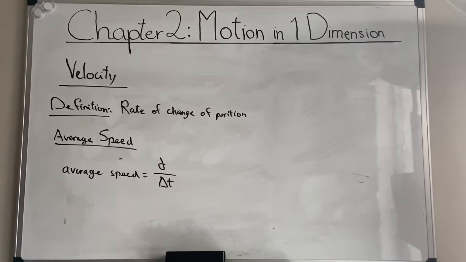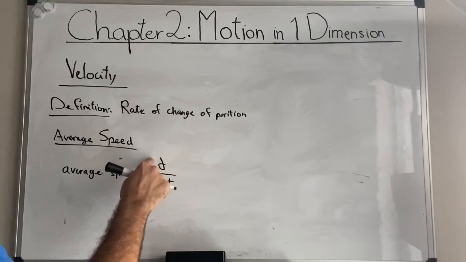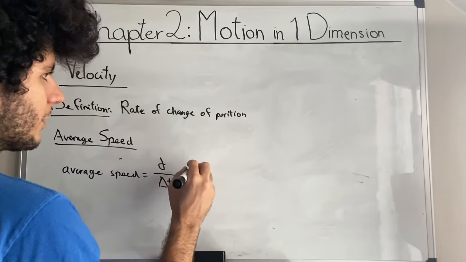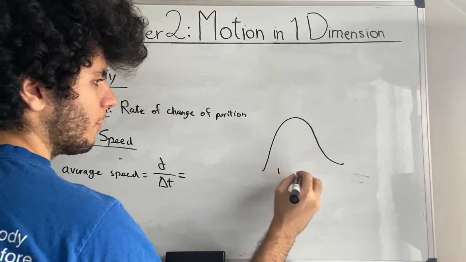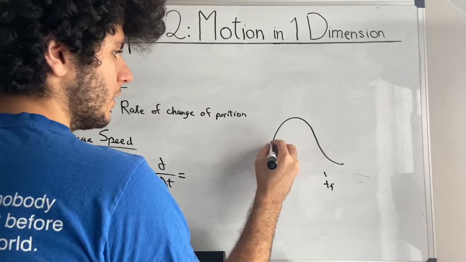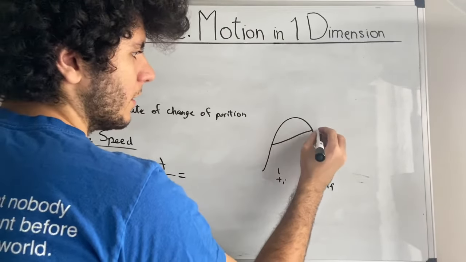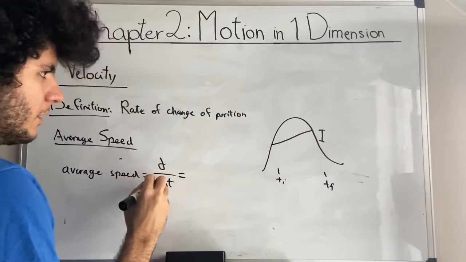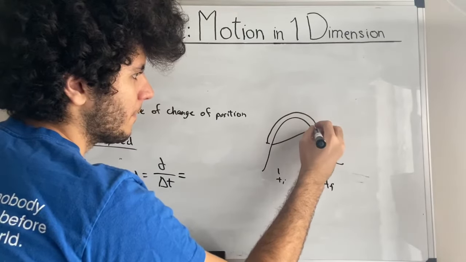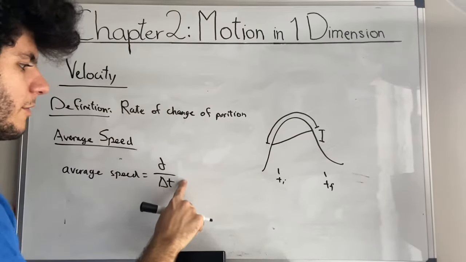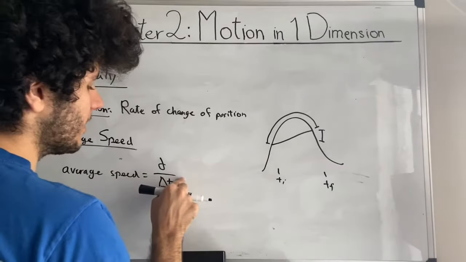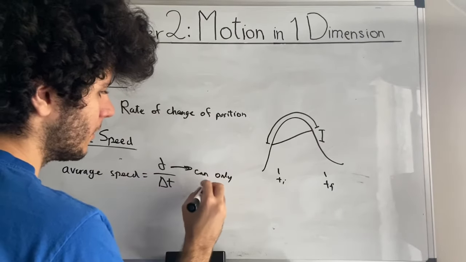It has no direction because of this distance. This is just a scalar, a number, right? Say in that same situation we were dealing with before, what we ended up doing before is we calculated the displacement, which is this. But the average speed would consider the entire distance covered divided by time. And that's how we differentiate average velocity from average speed. It's also worth noting that this number can only be positive because distance can only be positive.